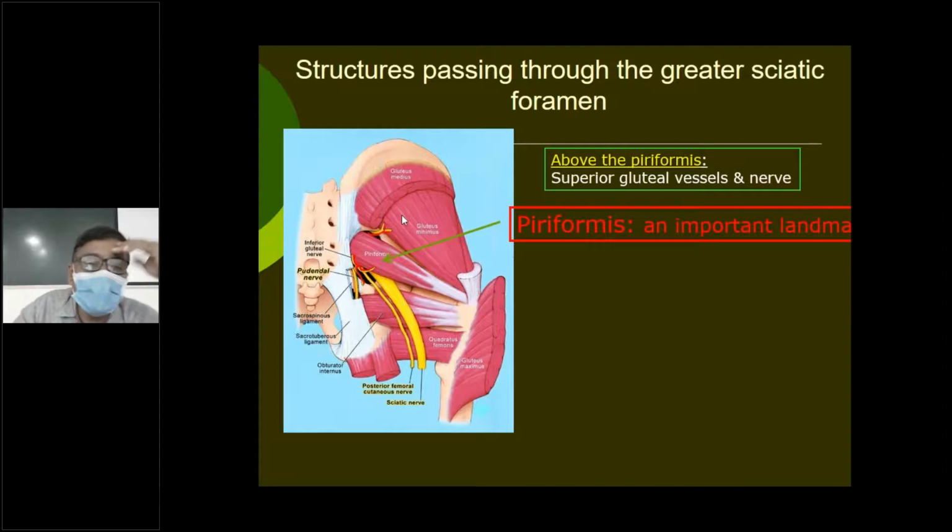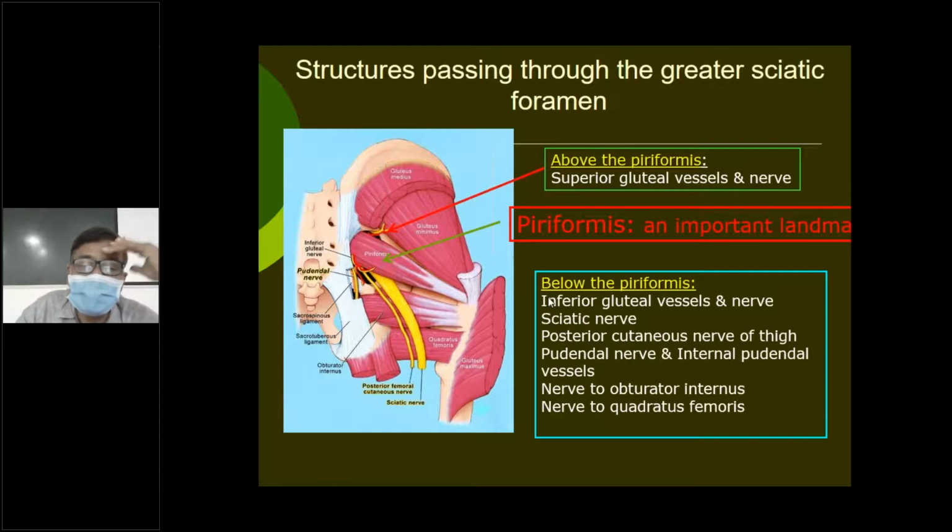Now, above the piriformis, these vessels and nerves are the ones called superior gluteal vessels and nerve. The superior gluteal artery is a branch of the posterior division of the internal iliac artery. So above the piriformis, superior gluteal vessels and nerve. Now, below the piriformis, there is a big list, because as you can see, there are many structures. So we will go through them slowly.